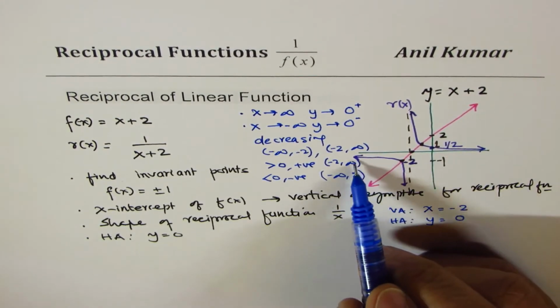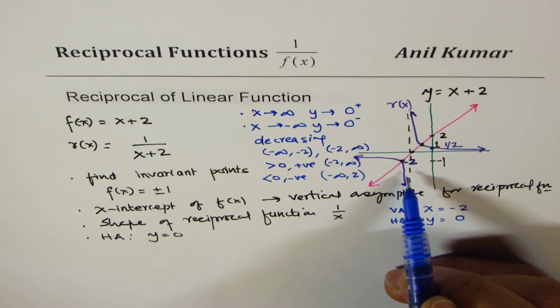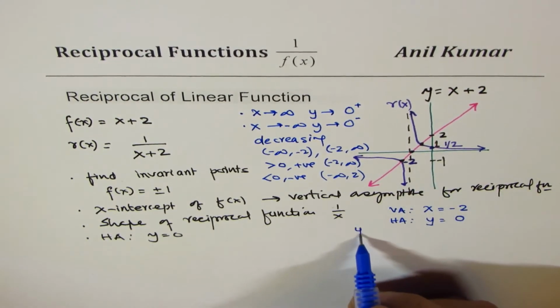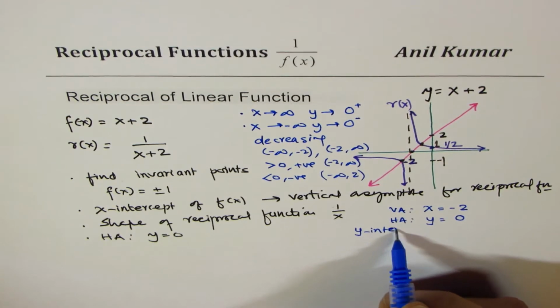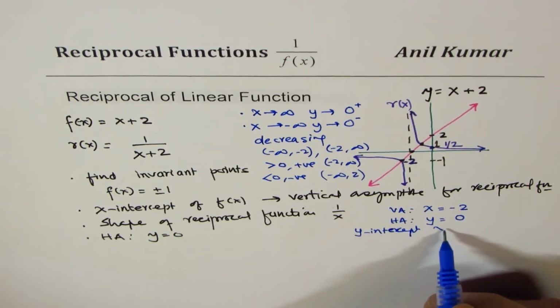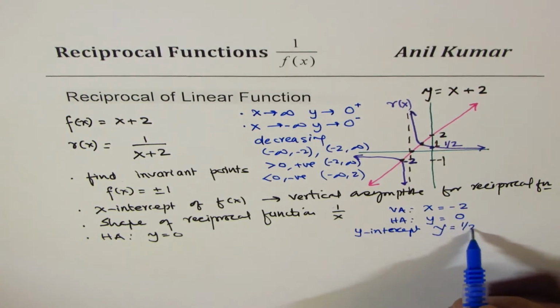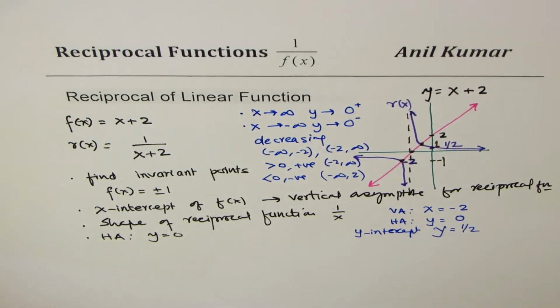We do not have any x-intercept here in this particular case, but we have a y-intercept at y equals half for this particular graph, correct? So with this, I hope you have learned how to sketch the reciprocal of a linear function, right?